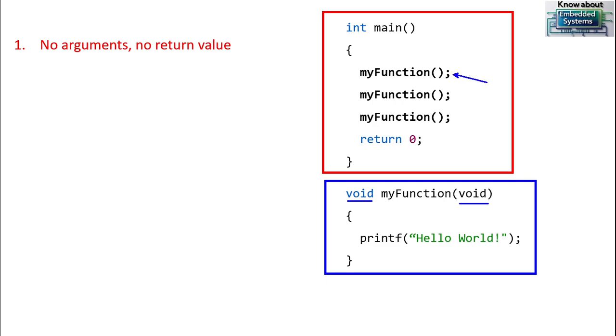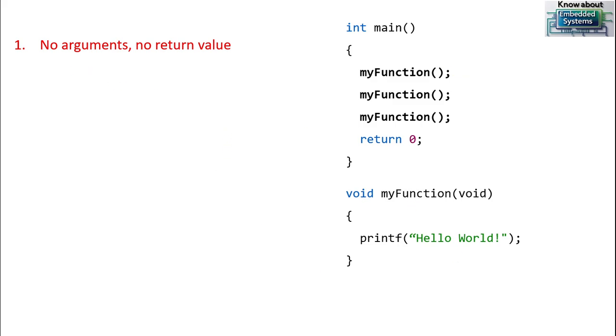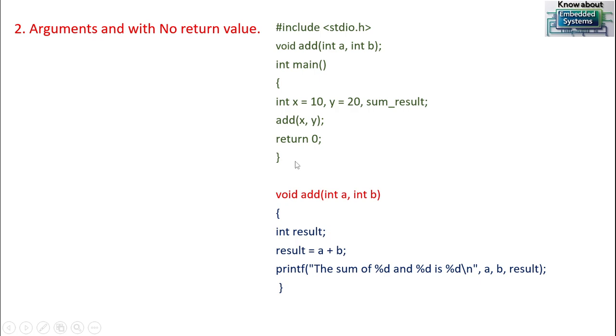So whenever you call the function, the control will jump to this function. Whenever you call a function, the compiler will jump and it will execute your function. So in this way, the functions will work. I'll not pass any parameter and I'll not get any return value. So the next one is called arguments with no return value. Try to understand here. I'll pass some arguments, that is, parameters, and I'll not take any return value.